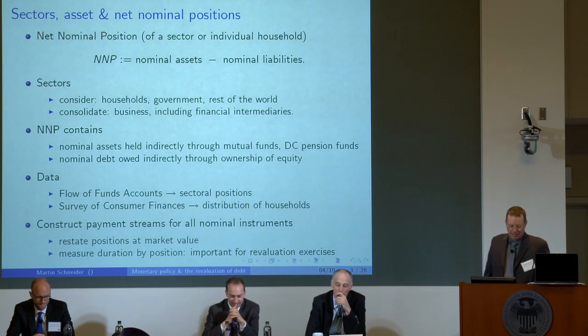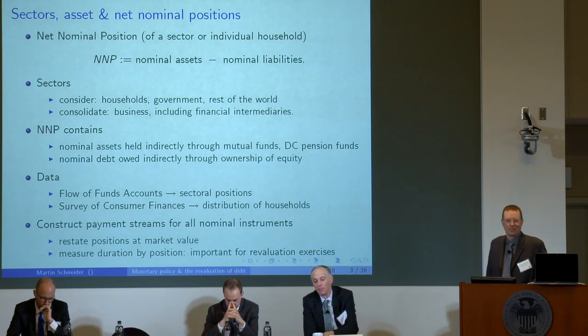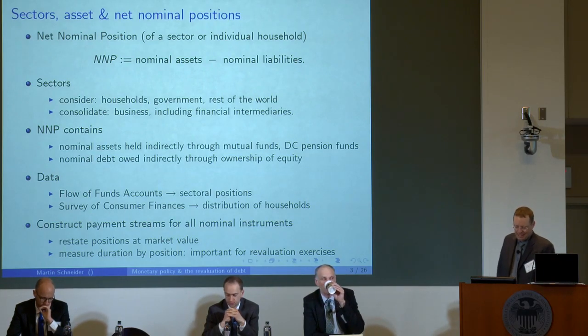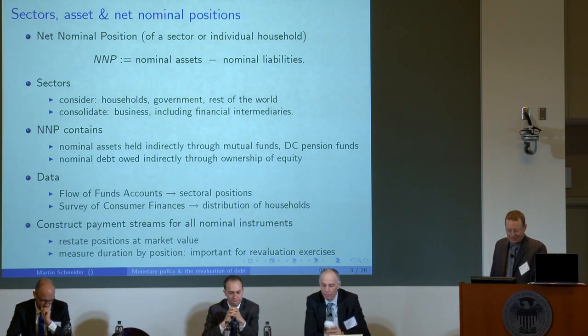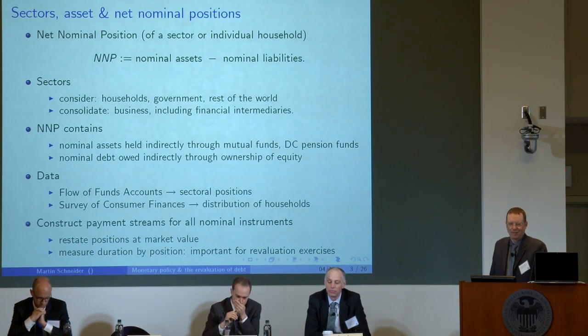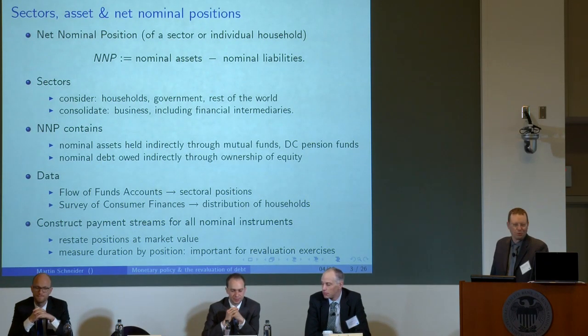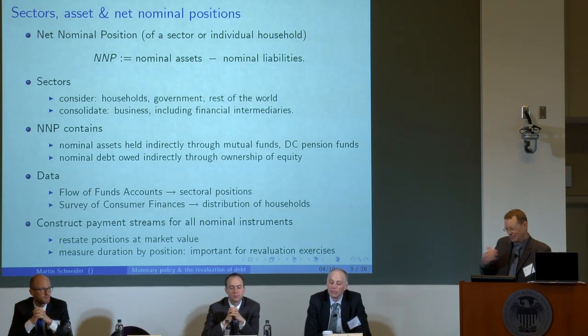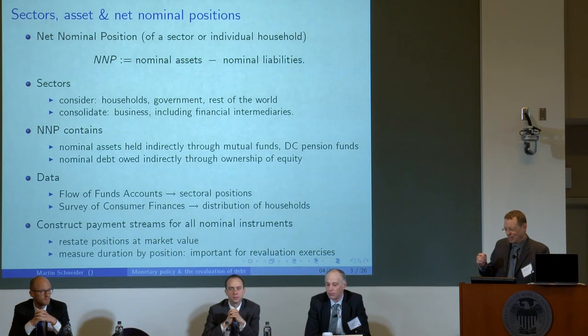And so the data comes from the flow of funds accounts for sectoral positions and from the Survey of Consumer Finances for more detailed distribution of households. And the main work that went into this was to construct payment streams for all of the nominal instruments, that allows us to restate the positions at market value and also measure the duration of each position, which is important for thinking about these revaluation exercises where the duration of the promises matters.